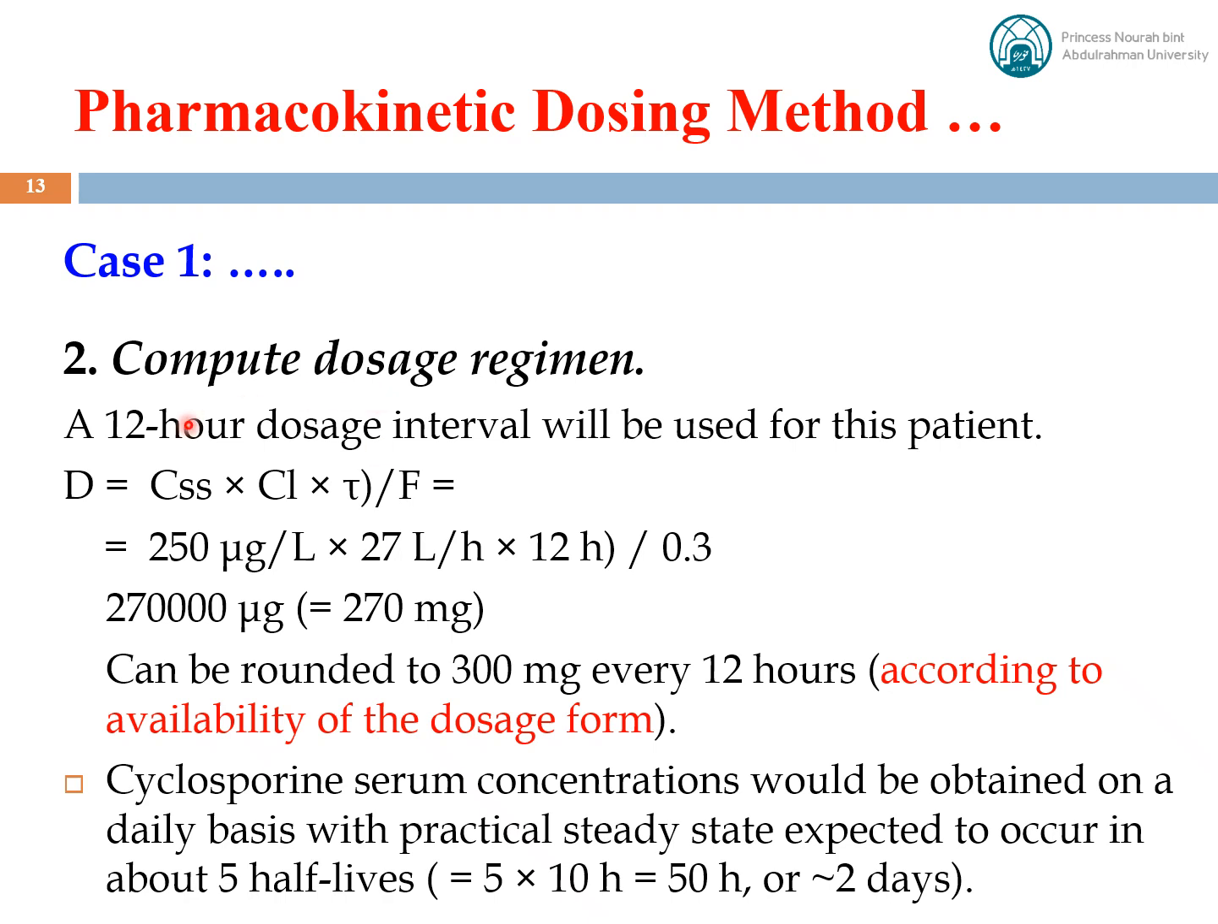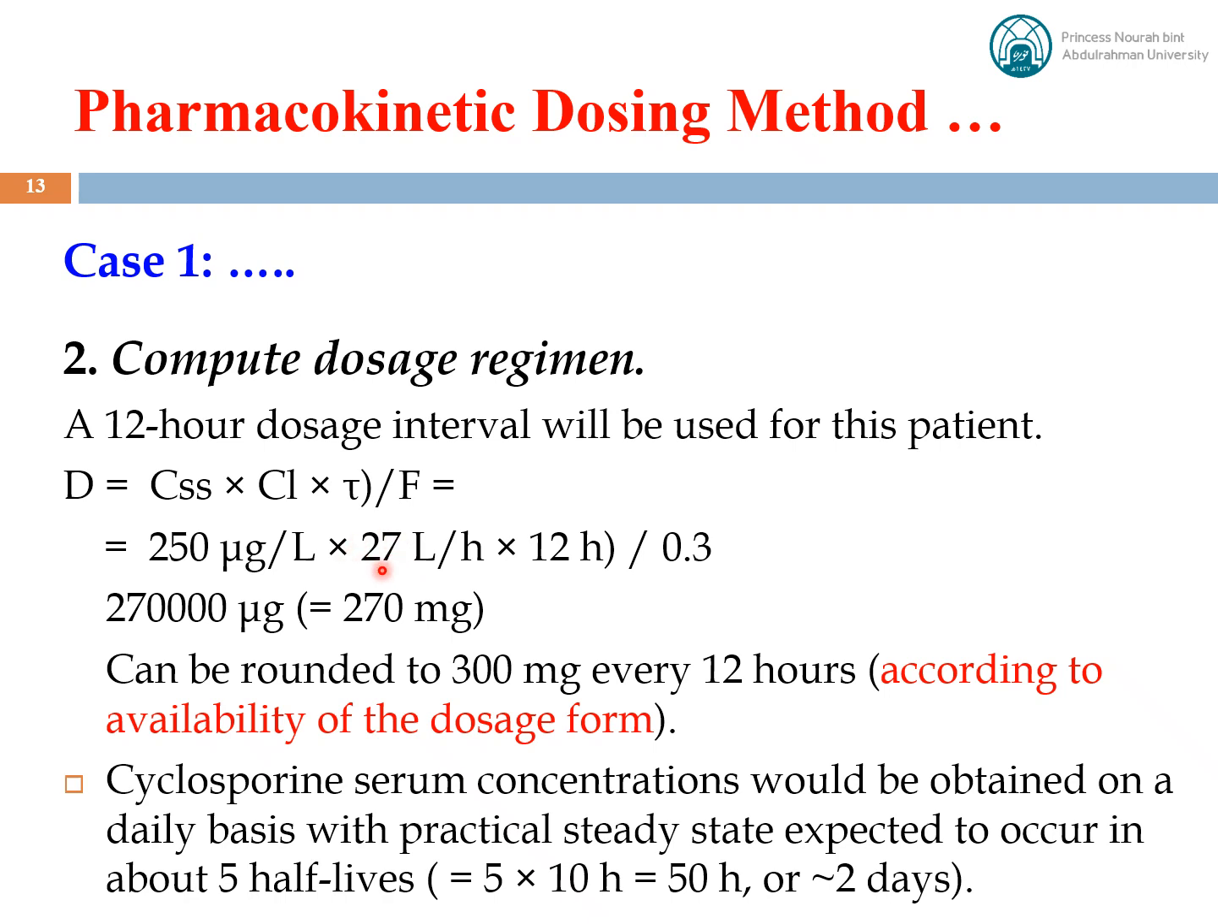Compute the dosage regimen, 12-hour dosage interval. We have been informed in the question that the 12-hour dosage interval and F equal 0.3 will be used for this patient, where D equals the average steady state concentration, which is 250 micrograms per liter, multiplied by the clearance already calculated, multiplied by tau. Please take care of units. Here the clearance is liters per hour. Don't depend on a clearance value as milliliters per minute.